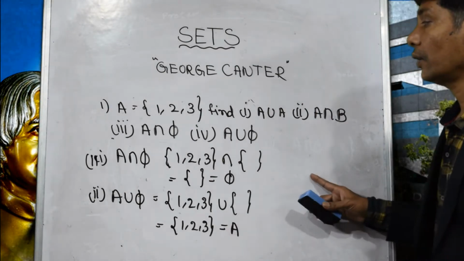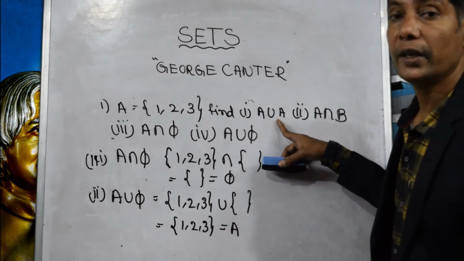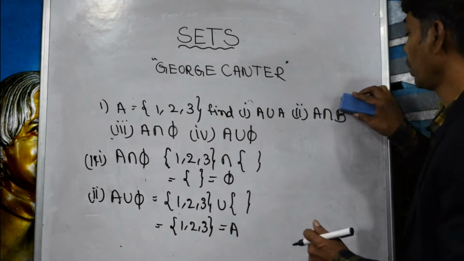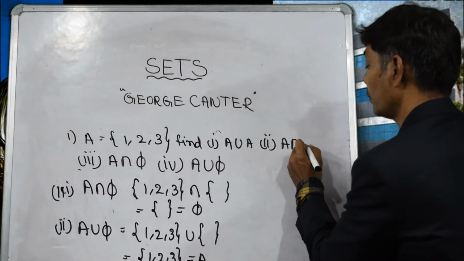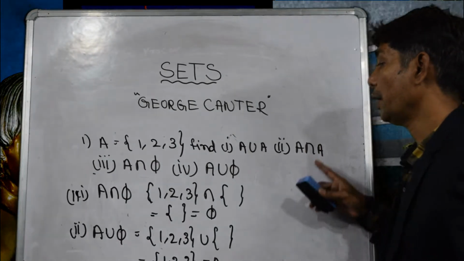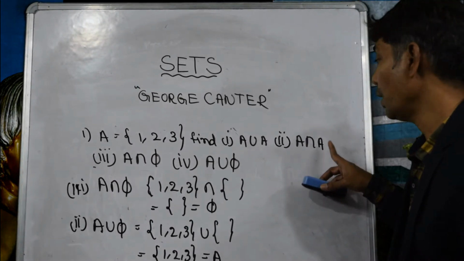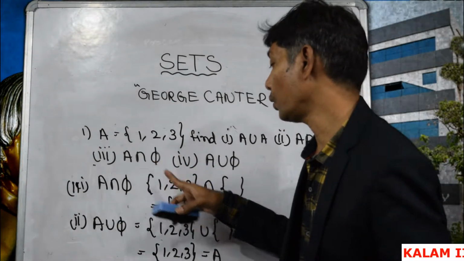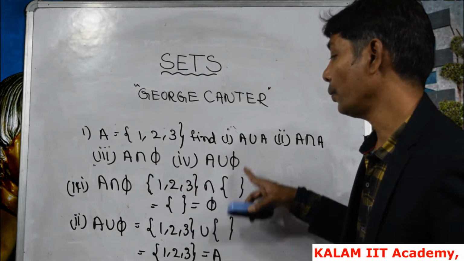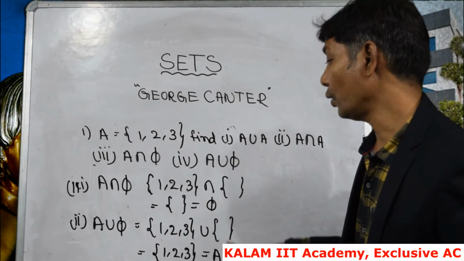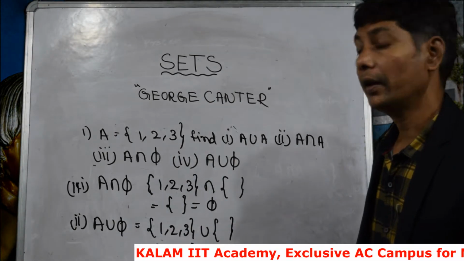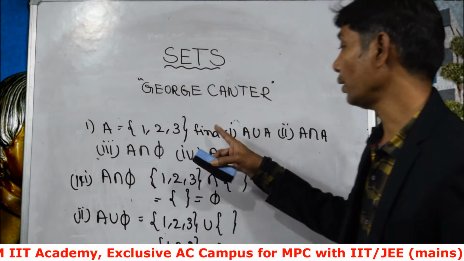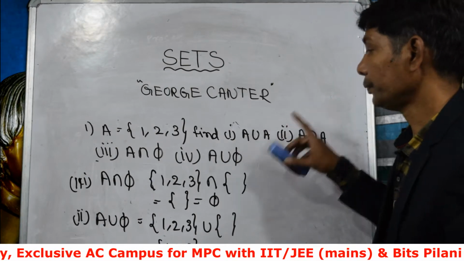In this case, see, A union A is equal to A, and A intersection A is also equal to A. A intersection 5 is equal to 5. A union B is equal to A union 5, which is equal to A. In this way you can find out if a single set is given. We can calculate this type of sum.